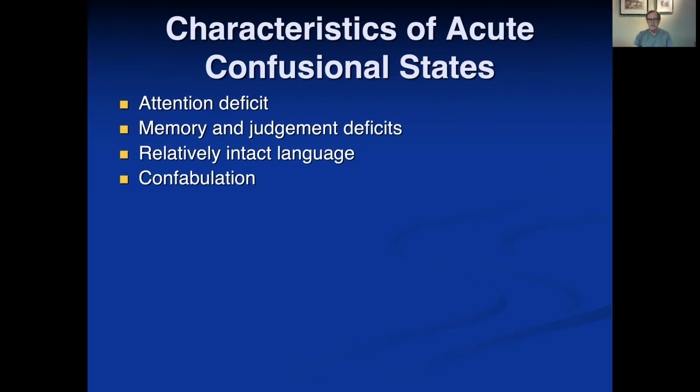What are the characteristics of an acute confusional state? Attention deficit, memory and judgment deficits, relatively intact language, and confabulation, meaning making things up. How does that impact an SLP? You will see people who almost look like they have a Wernicke's aphasia, but may actually have an acute confusional state. Or they may have suspected acute confusional state and have a Wernicke's aphasia.